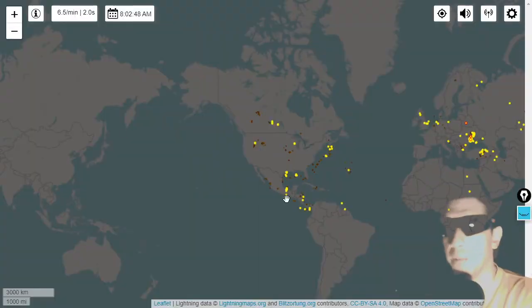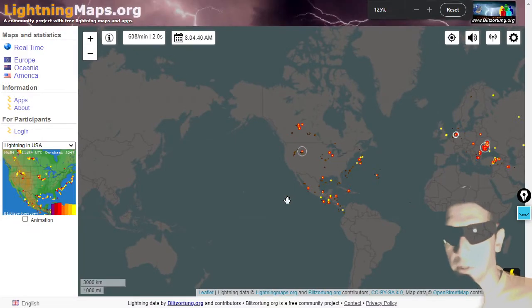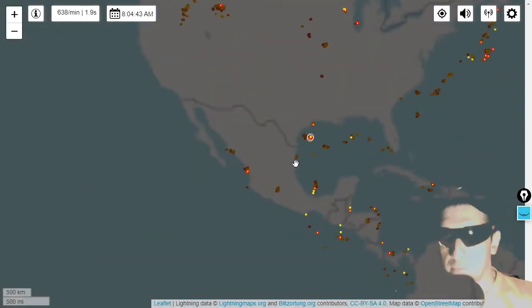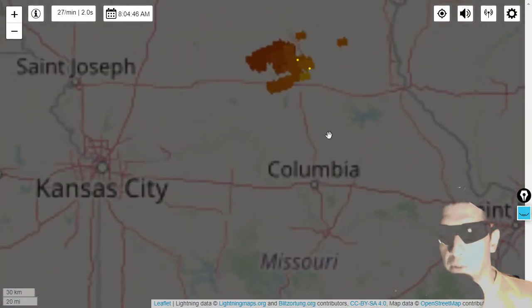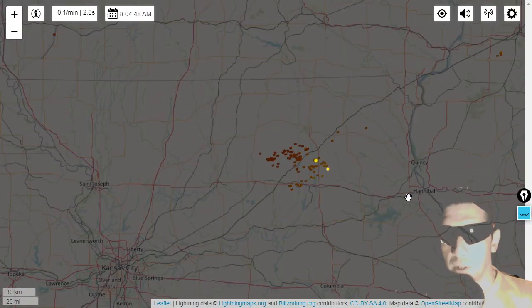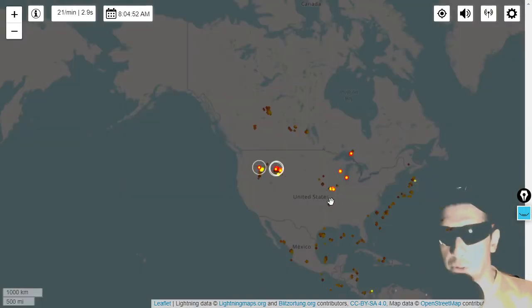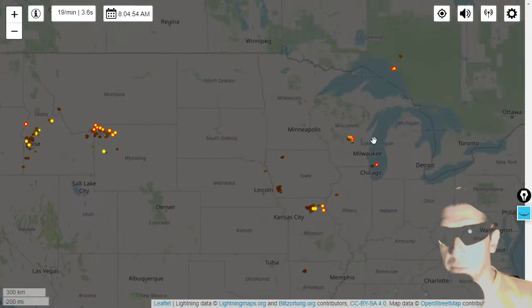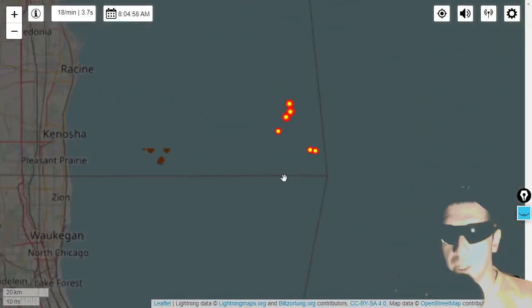Here's a real-time lightning map. I like to go to lightningmaps.org when I hear thunder. And I think we've got some terrestrial lightning here over northern Missouri. Maybe not. Anyway, we'll just zoom out to show you the... Oh, there we got some strikes. Some lightning in Lake Michigan.